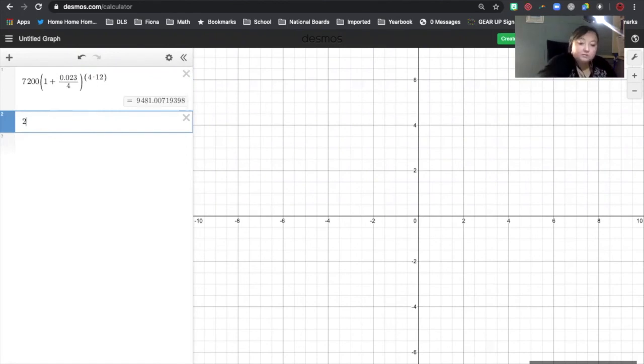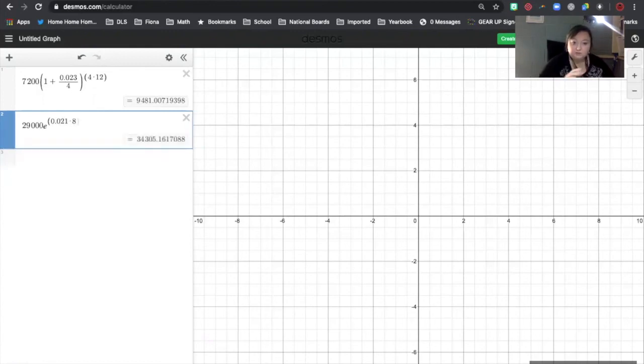Okay, so this time 29,000. Euler's number, so that's the letter e. We are raising it to our exponent. Again, our exponent here, because there's multiple things going on, we have 0.021 times 8. We're going to put it in parentheses. So 0.021 times 8. So it keeps all of that in there. So we have 34,305.161 and so on.